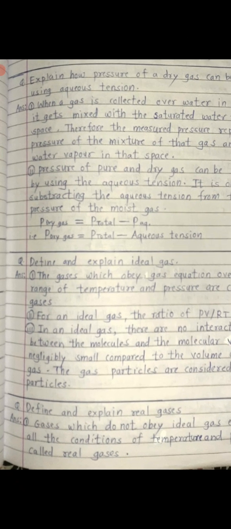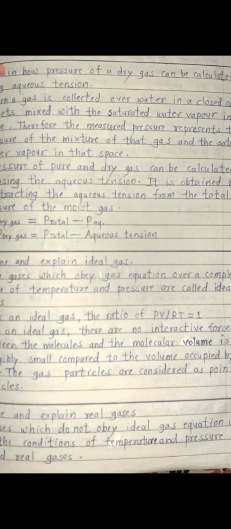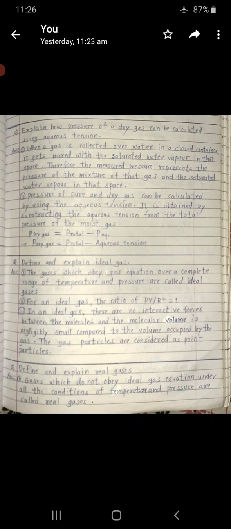Now here the answer is, when a gas is collected over water in a closed container, it gets mixed with the saturated water vapor in that space. Therefore, the measured pressure represents the pressure of the mixture of that gas and the saturated water vapor in that space.